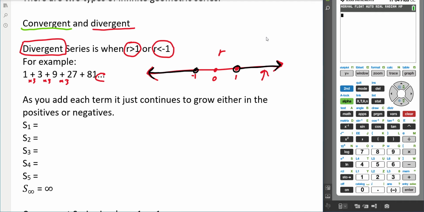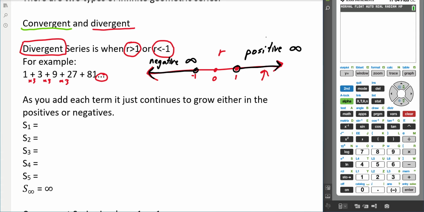Because there's this dot, dot, dot, it's infinite. It's getting bigger and bigger and bigger. As you add each term, it just continues to grow in the positives or negatives, whatever direction that it's going. If it's over on this side, it'll be positive infinity, I guess, and this side will be negative infinity.